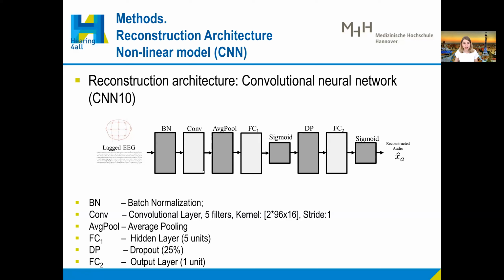After that, we applied average pooling and one hidden layer, which was a dense layer with 5 units and sigmoidal activation function. After this, we applied dropout with 25%, and the output layer is a dense layer with 1 single unit and sigmoidal activation function.